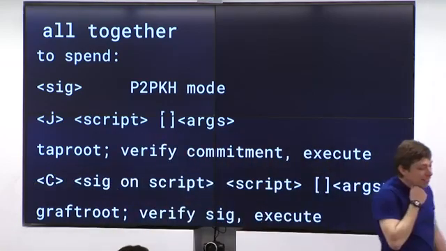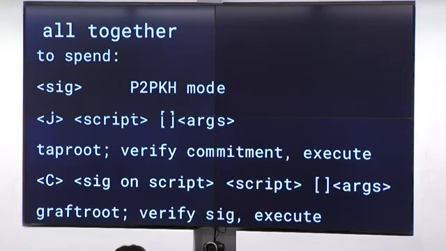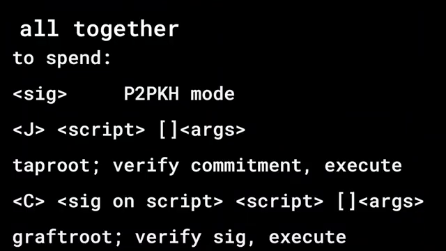Okay, so this is graph-root, taproot, and then also part of the script can be Mast. You can have a Mast opcode. You can combine all these things in crazy ways and have really powerful scripting that way.